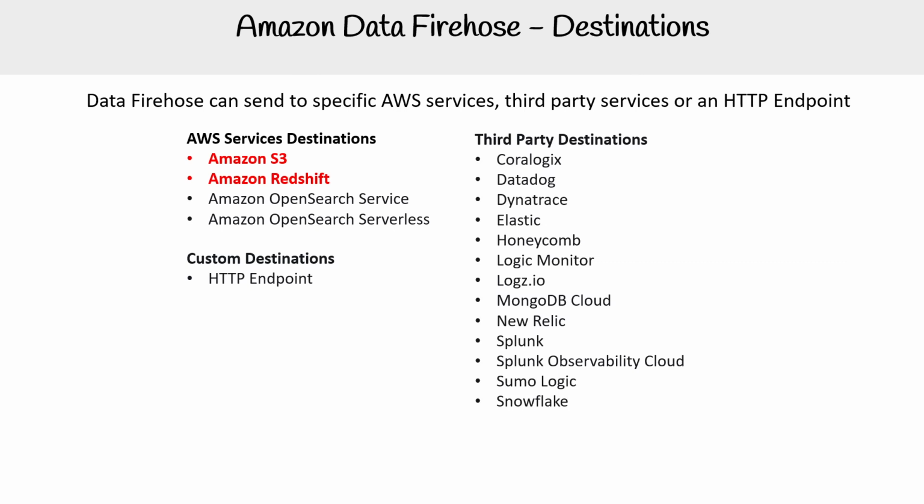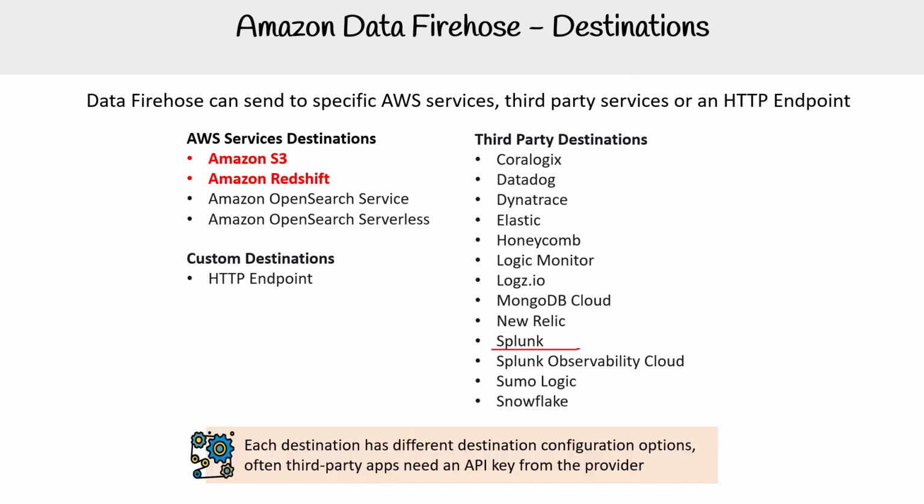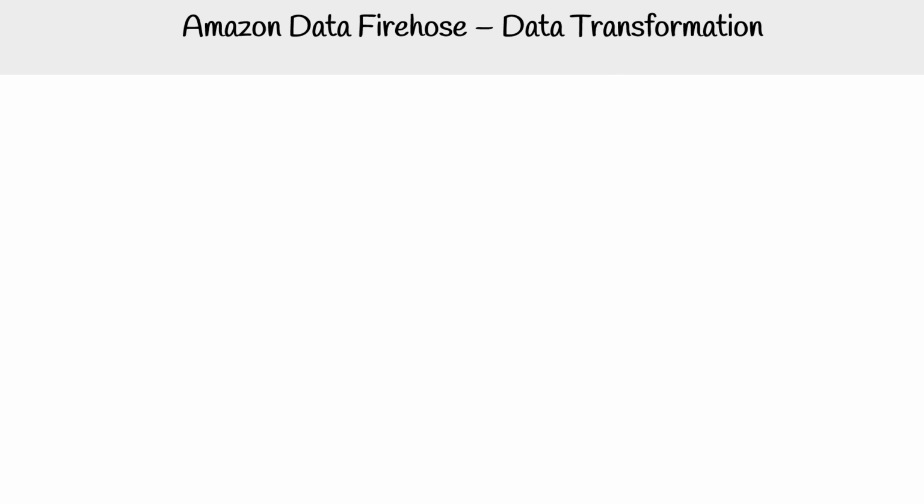But I think what's pretty much universally used here is Splunk. So if you're going to learn a third-party destination, Splunk would be a really good one to utilize. Each destination has different destination configuration options. Often third-party apps need API keys from the provider, and there could be a lot to configure, so just understand that.